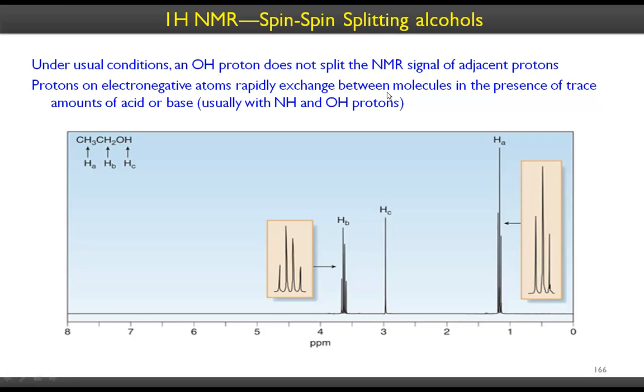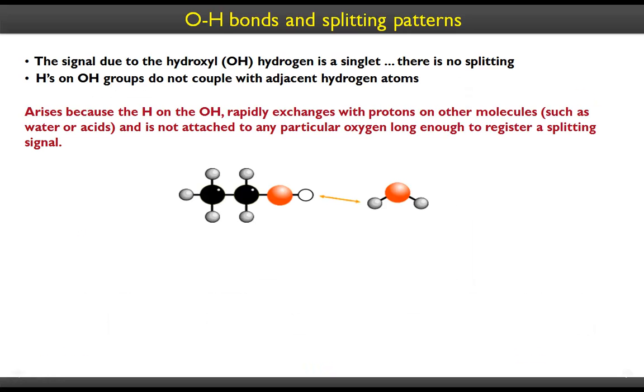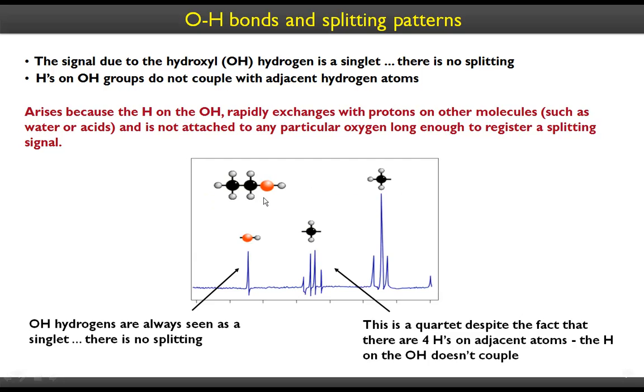If they exchange rapidly, they don't couple with the neighboring CH2. If they don't exchange rapidly, then they do couple. This exchange is dependent on the concentration and the solvent that you normally use. Okay, I'm going to skip this one because this is the hydrogen bonding. See, this is ethanol. If it is in water, it would exchange quickly. If this is not a hydrogen bonding solvent, then exchange would not be as fast. Then it would be like intermolecular hydrogen bonding between two ethanol molecules, and that is dependent on concentration.